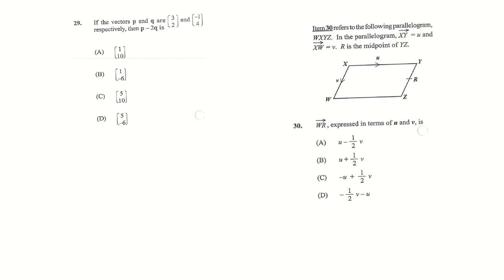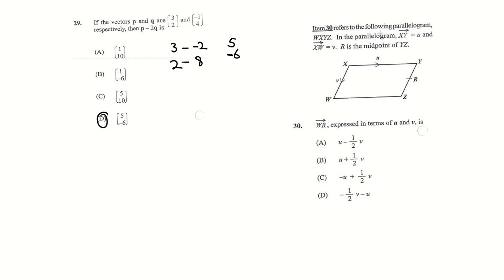This one, P minus 2Q, we did this already. I think, I don't want to guess the answer, but that's 3 minus 2, and 2 minus 4, 2s are 8. Right? That's 5 and minus 6. 5 and minus 6 is D.